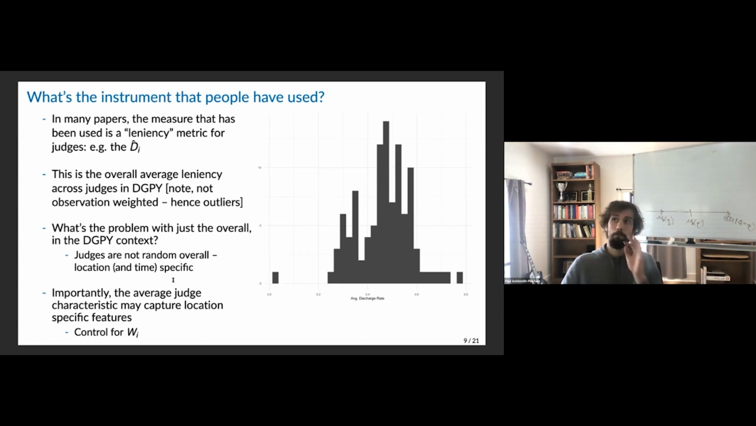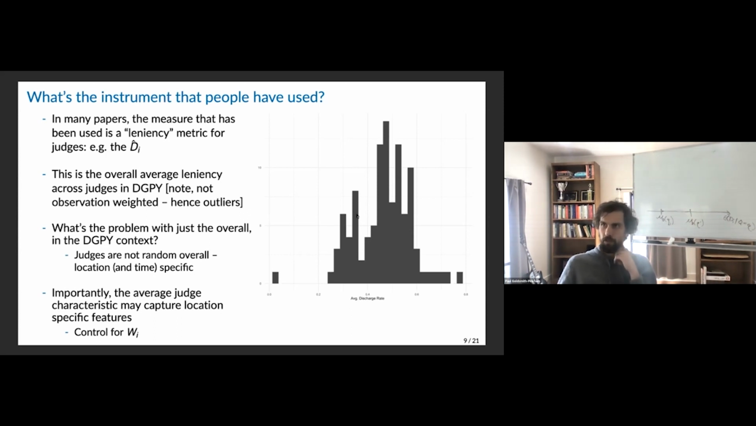So in most papers, not all, actually the Stevenson paper doesn't do this, the measure that's been used is kind of this leniency metric for the judges. That is the fitted value, which like Rosie was talking about. You construct a leniency measure, like a fitted D hat, and you use that as the instrument. This is the paper that I have with DGPY, Dobbie, Goldsmith-Pinkham, Yang. It looks at the overall average leniency across judges.